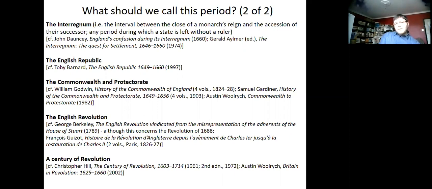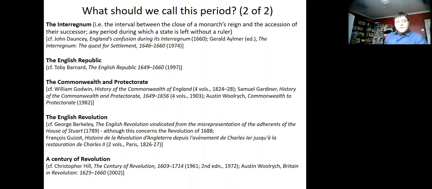But if we break up the period into wars and interregnums and republics, or war, Commonwealth and Protectorate, what we're not doing is giving the period any sense of unity, any sense of cohesion. It is just one damn thing after another, to quote from a play. So what then of this notion of an English revolution?